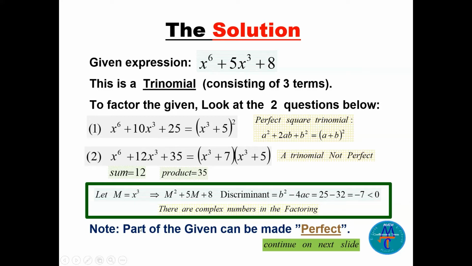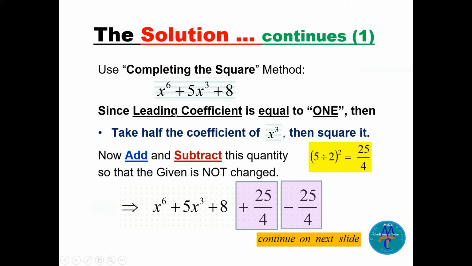Now, what we'll do, this is a small note here, part of the given can be made perfect. So I have to make part of this as perfect. Let's see on the next slide.